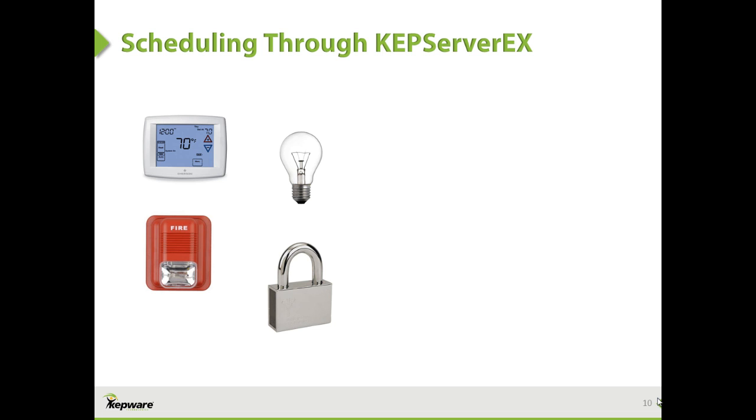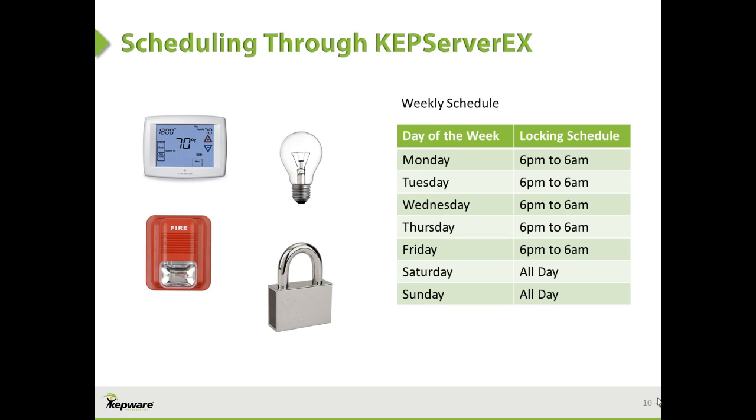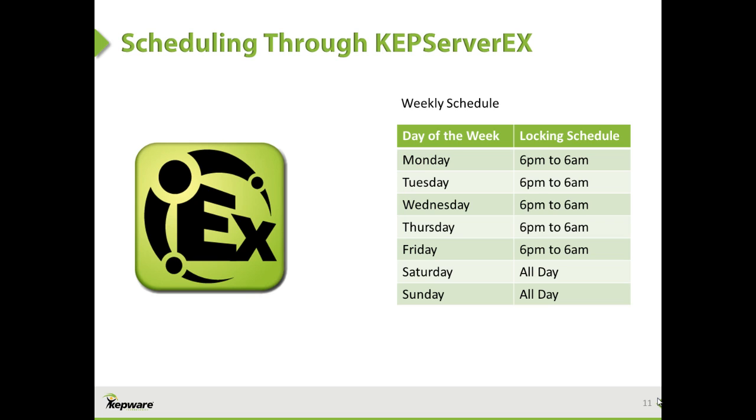Take locking doors, for example. During the work week, all facility doors should lock down after 6 p.m. and open at 6 a.m. The building engineer may program a weekly schedule in the BACnet controller to do this job. Compare that to when the plant is closed on a holiday, so all doors should be locked throughout the day. An engineer would then program an exception schedule.